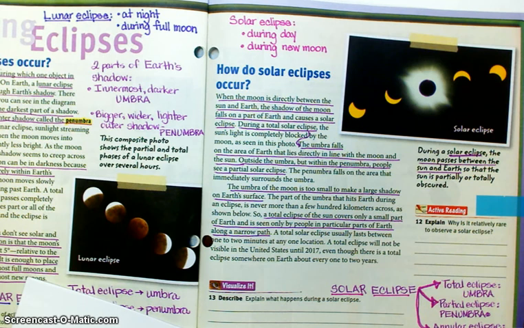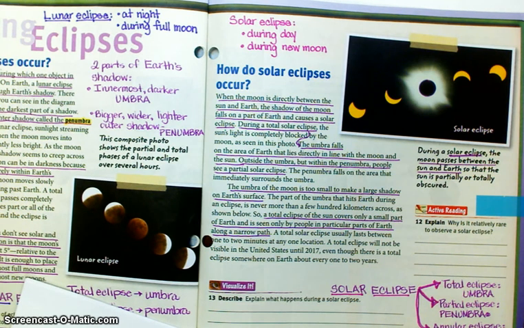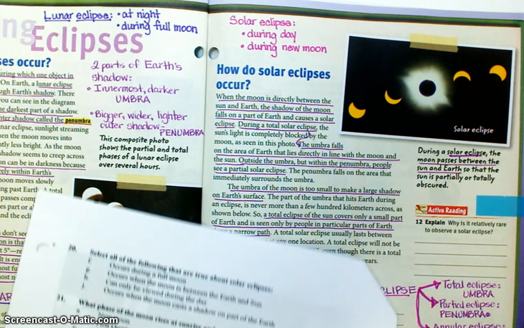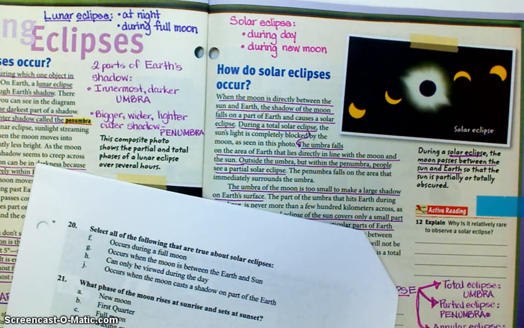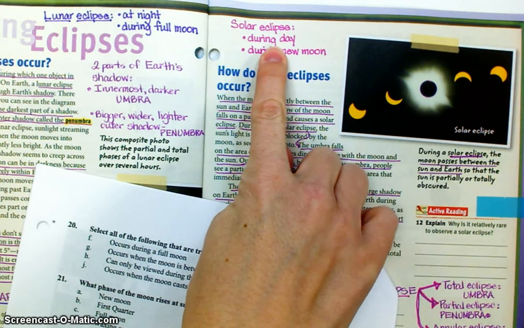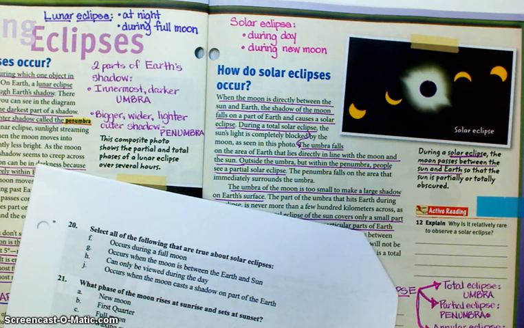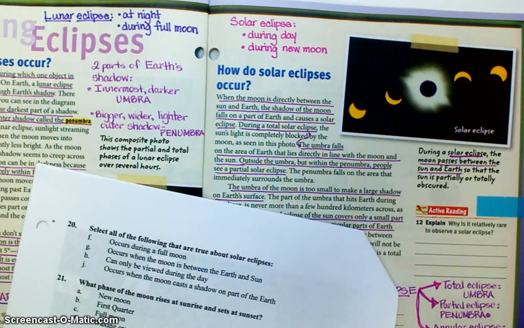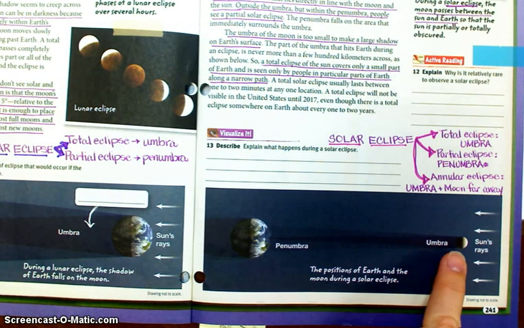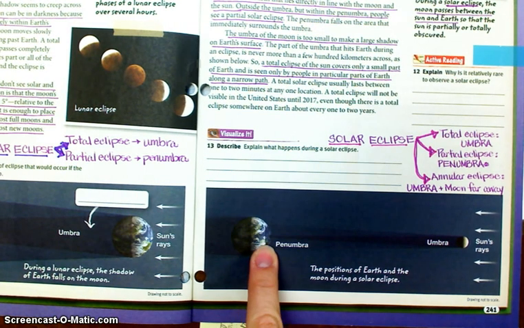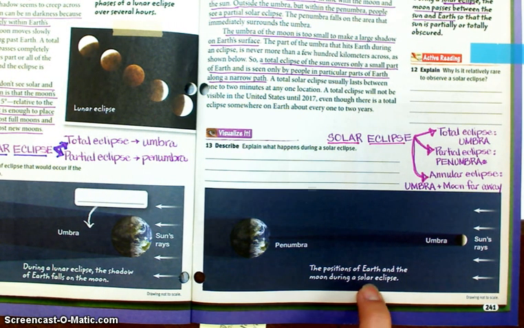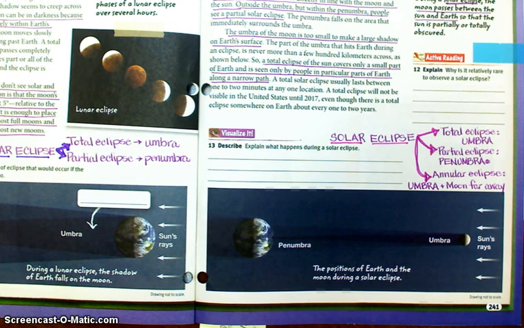Does it occur when the moon is between the Earth and the sun? Yes, because that's the position of the new moon. So G is correct. It can only be viewed during the day. That's true. Occurs when the moon casts a shadow on part of the Earth. That is also true. Look at the diagram down at the bottom. Here's the moon casting a shadow on the Earth for a solar eclipse. So number 20, you had to circle G, H, and J to get number 20 correct.